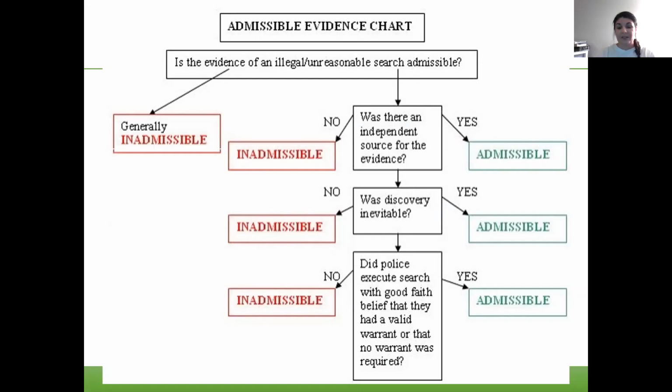And did the police execute the search with good faith belief that they had a valid warrant and that no warrant was required? Again, this is due to the Fourth Amendment and the search and seizure. So if you violate that, then that evidence is inadmissible.